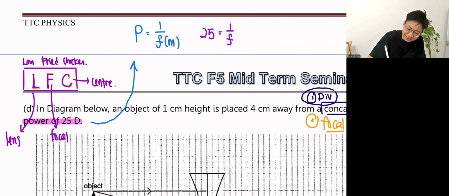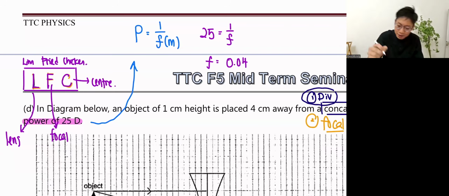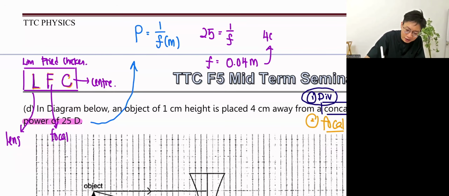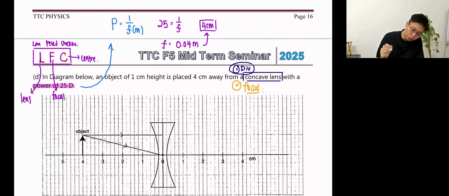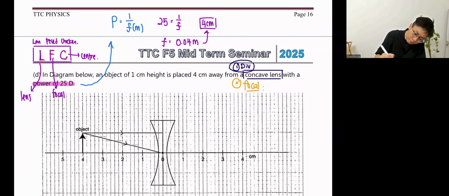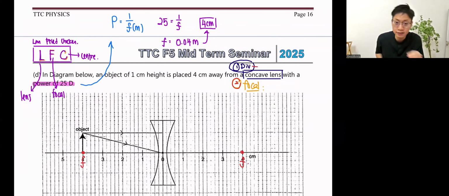Hang on first, Keegan. That one later, I will not discuss this now. But I put the space there, you see. So 0.04 meters, and after that it becomes 4 cm. So you will see that my focal point is actually at 4 cm. So the first thing I see is diverging, the second is I find the focal first. So I find the two F first.